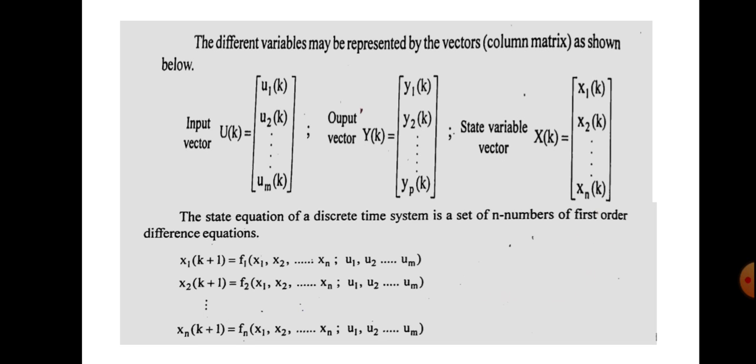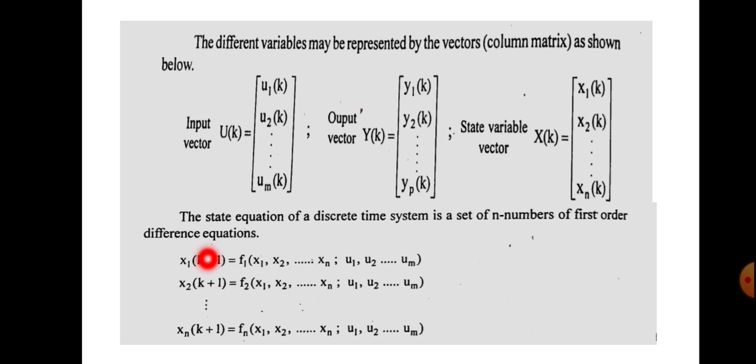So we can write these inputs, outputs and state variables in matrix form as column matrices. So the input vector is u of k, that will be a column matrix, and the output vector is y of k, that is also another column matrix. The state variable vector is x of k, that is another column matrix. Okay, so we can represent this discrete time system by using n number of first order difference equations. In the case of continuous time system we were representing it with n number of differential equations, but in the case of discrete time systems we are representing it with n number of difference equations.